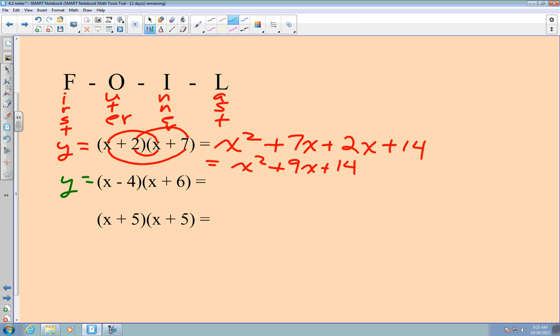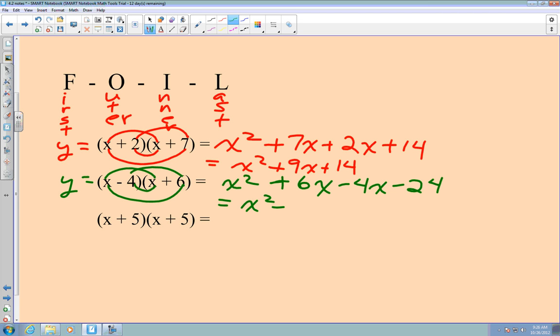I have y equals x minus 4 times x plus 6. So, first, okay, x times 6 gives me 6x. Okay, inner, so x times negative 4 is minus 4x. And negative 4 times 6 is minus 24. Simplify. Get x squared plus 2x minus 24. Combine like terms.